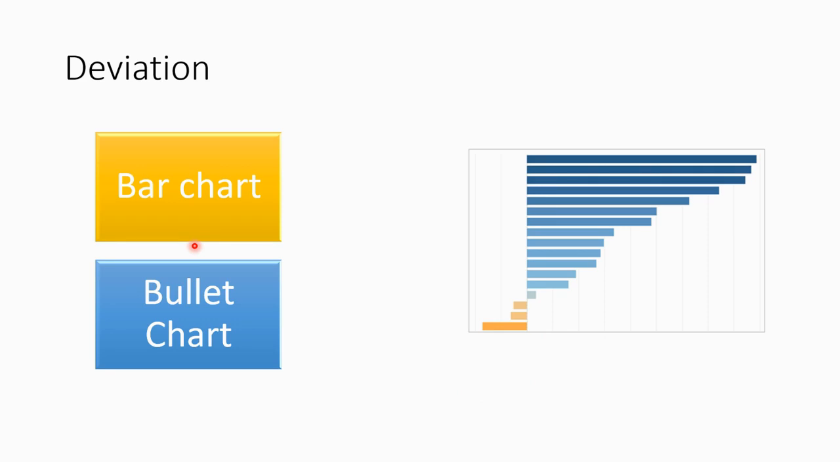So, what types of questions can this chart answer? How far from the norm does this measure stray? How important are the deviations in this measure? And is there a pattern to the deviation? So, these three questions we can answer with the deviation chart.